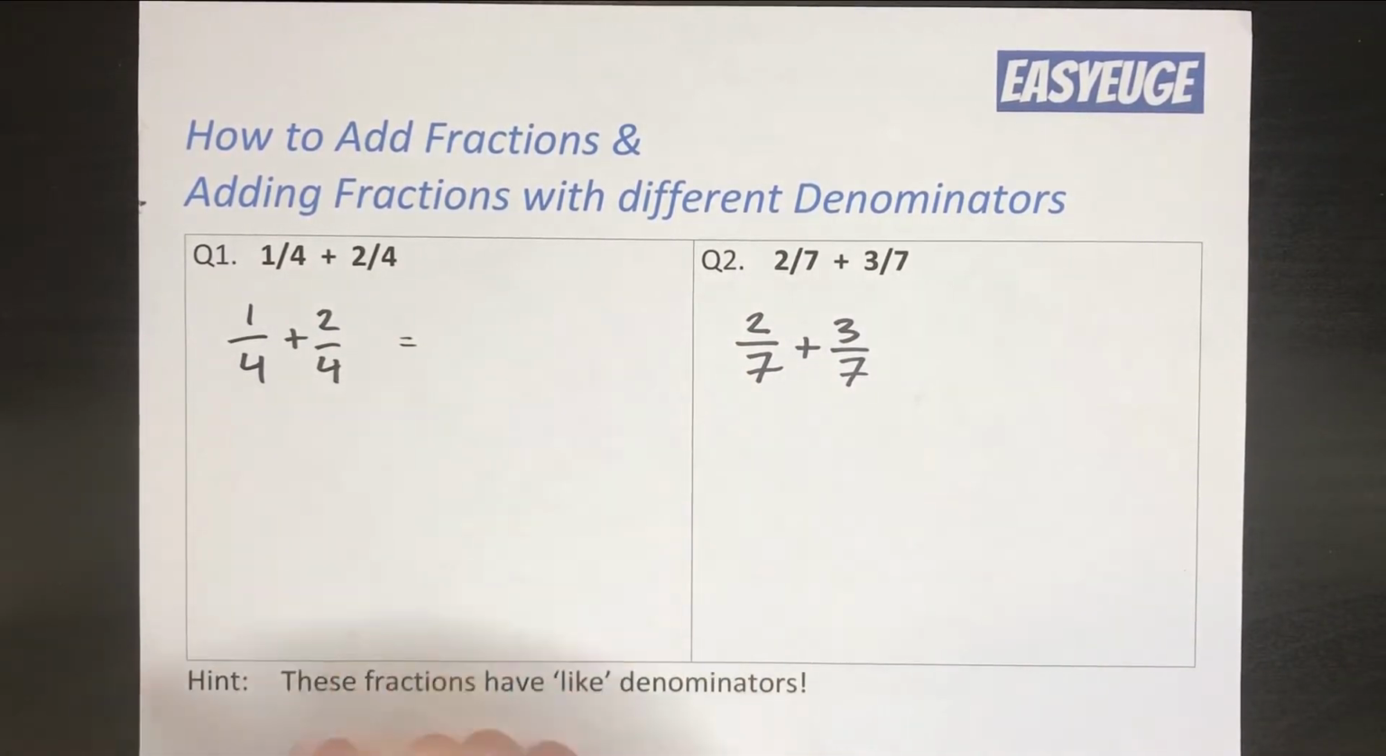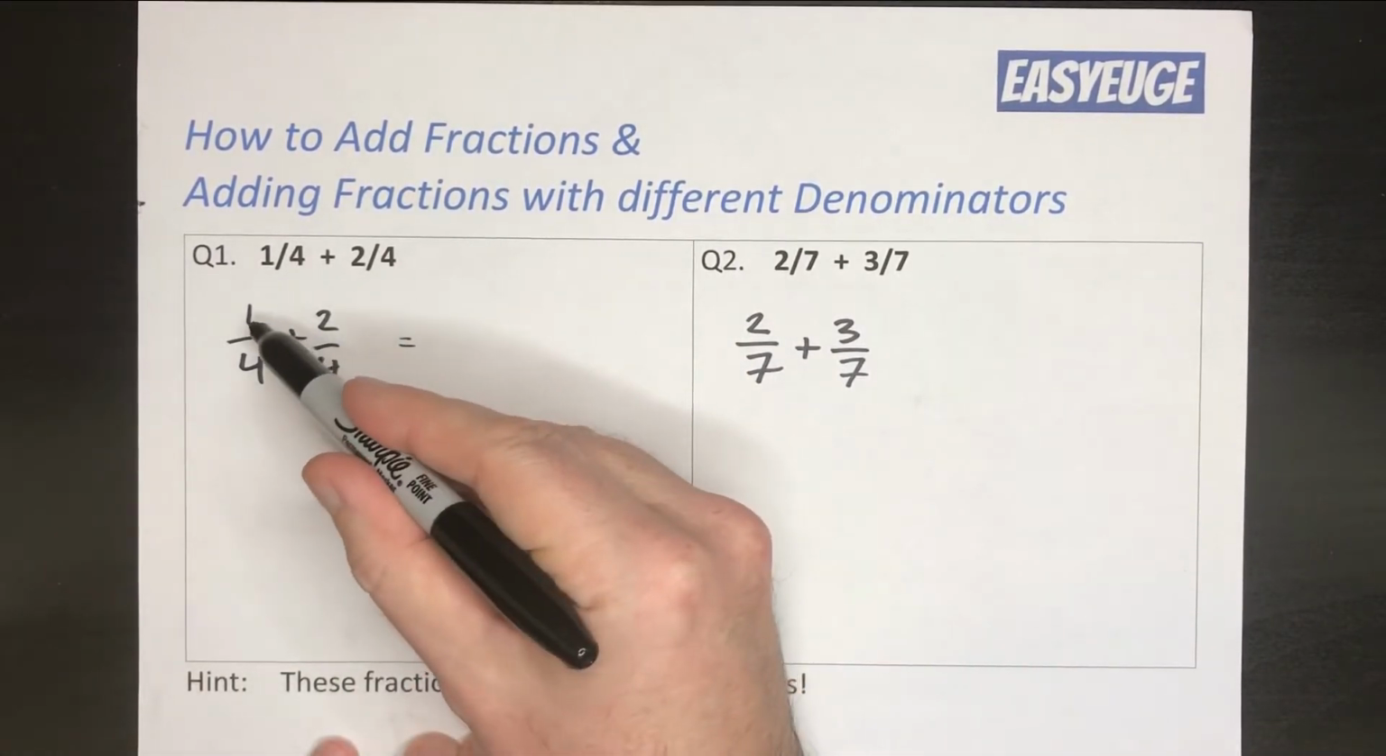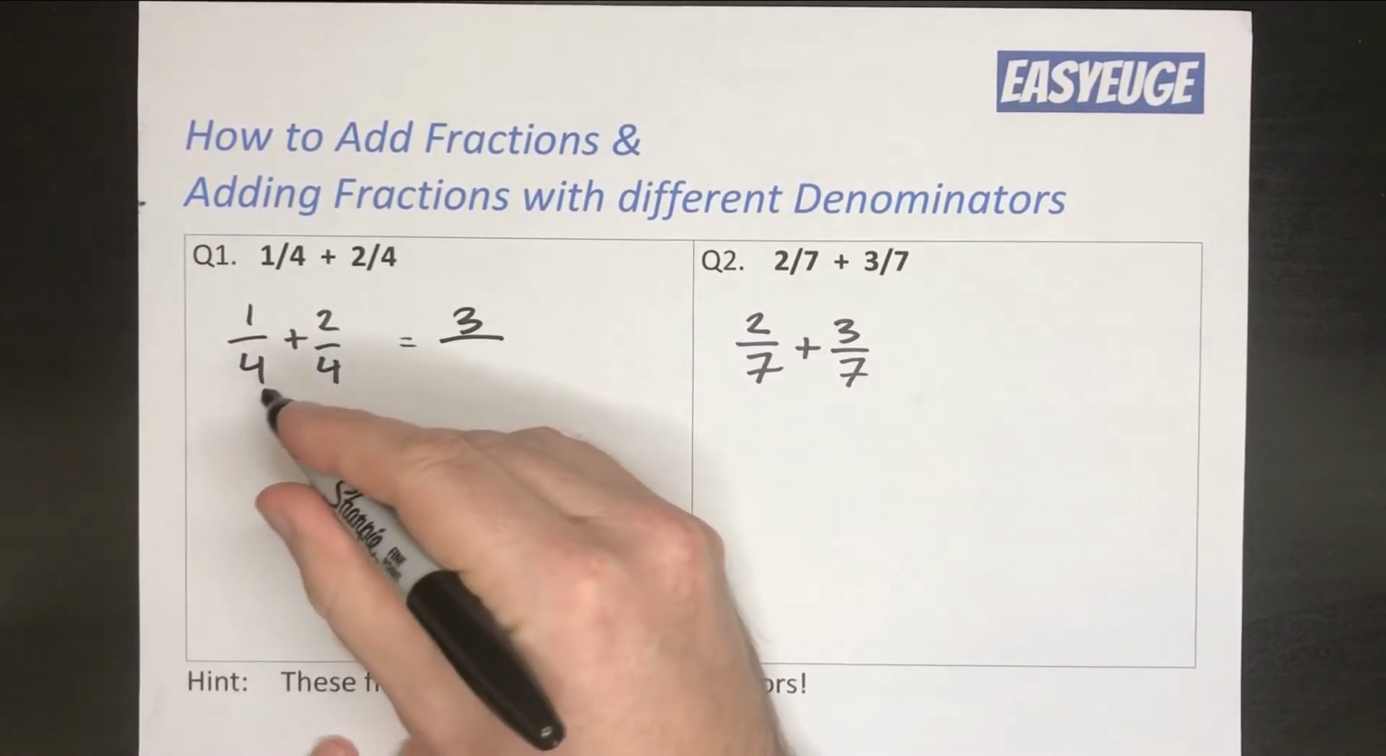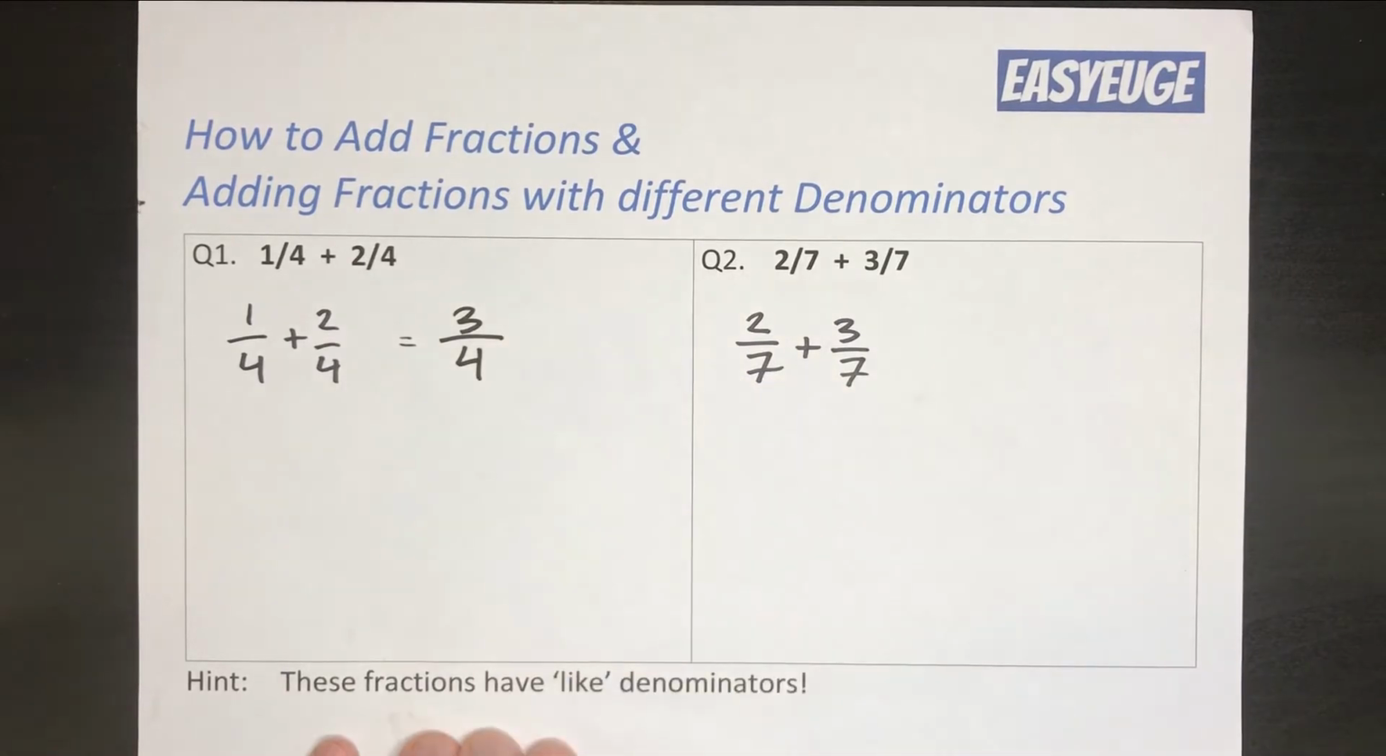4 and 4 are the same on the bottom, so let's just add the top numbers. 1 plus 2 is 3, and you just simply carry the 4 over, and the answer is 3/4.